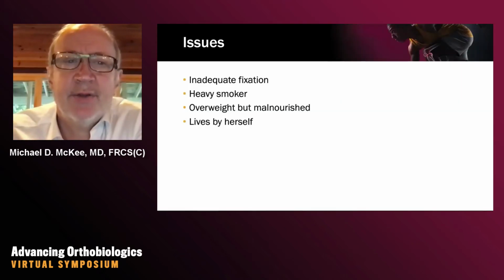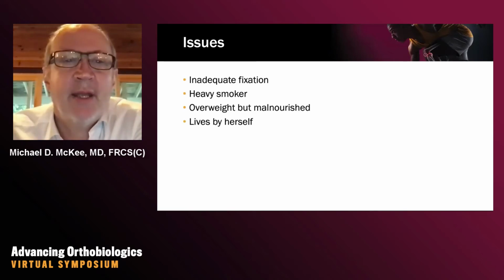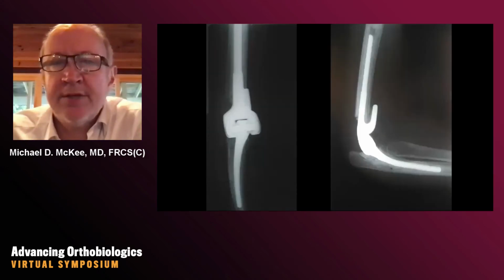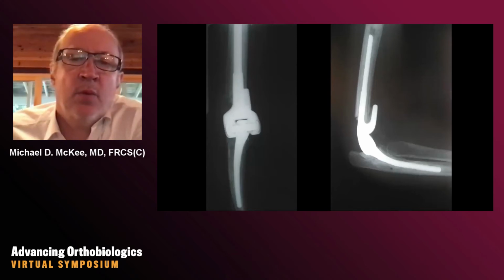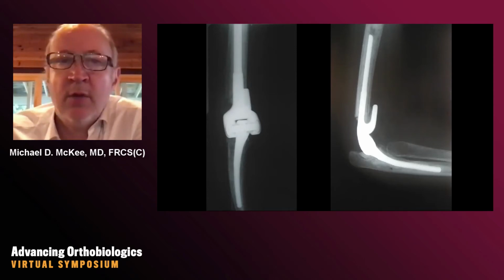You can see these are the issues that we dealt with in her: inadequate fixation, and she was a heavy smoker at the time, et cetera. So she received an elbow arthroplasty and was able to get moving right away. That's what I mean when I say know your limitations. And this did her quite well for a number of years afterwards.